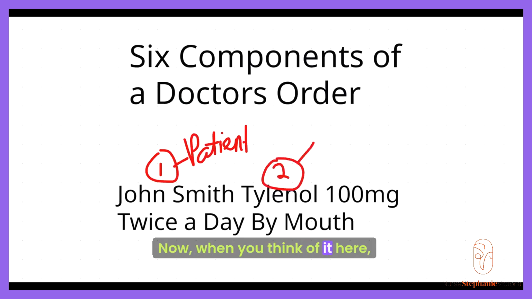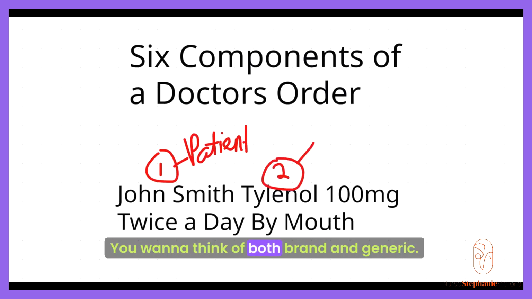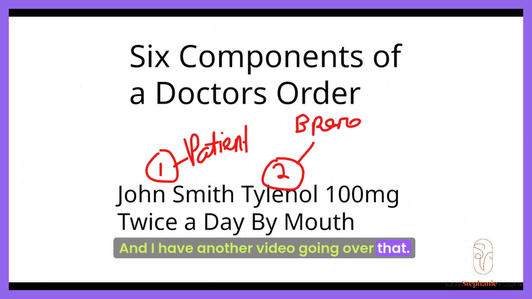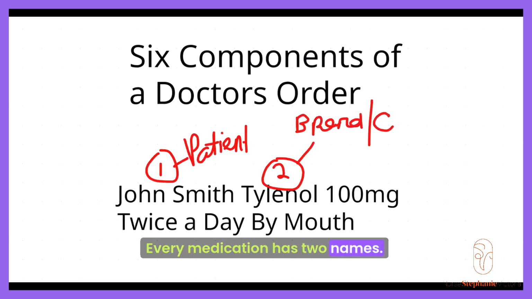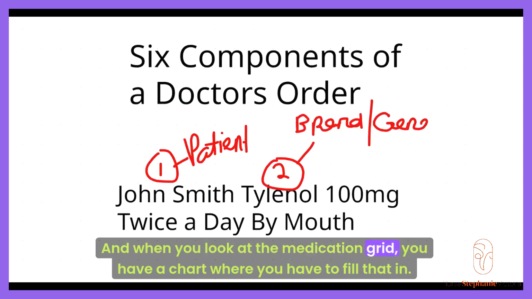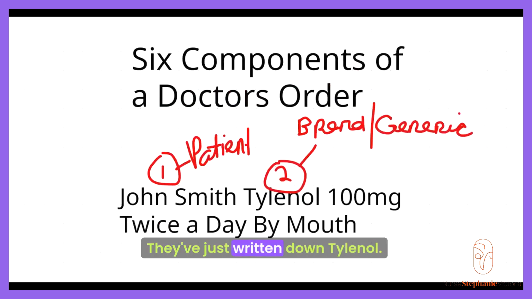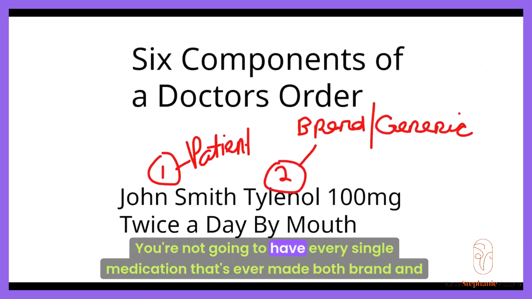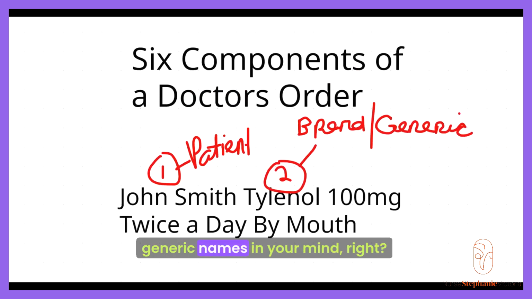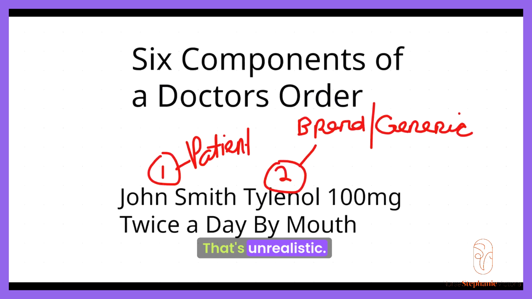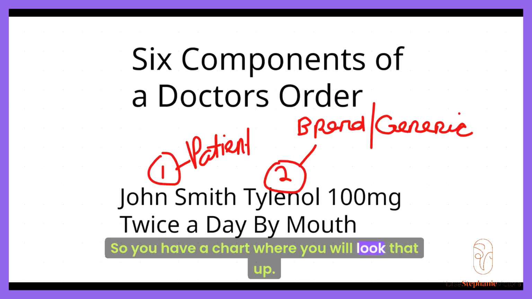Now, when you think of it here, you want to think of both brand and generic, and I have another video going over that. Every medication has 2 names, and when you look at the medication grid, you have a chart where you have to fill that in. Now, the doctor is not obligated to write both names here. They've just written down Tylenol. You are not a pharmacist. You're not going to have every single medication that's ever made, both brand and generic names in your mind, right? That's unrealistic. So you have a chart where you will look that up.